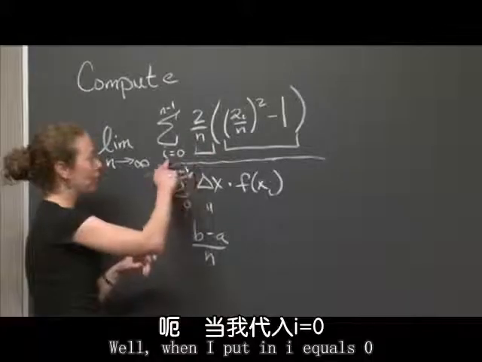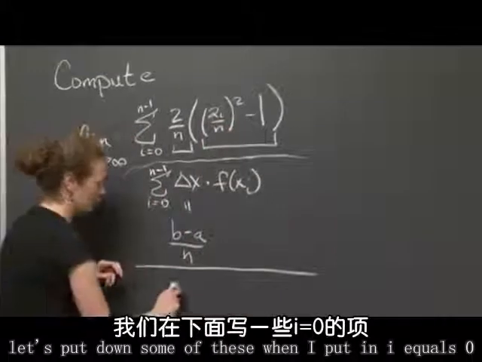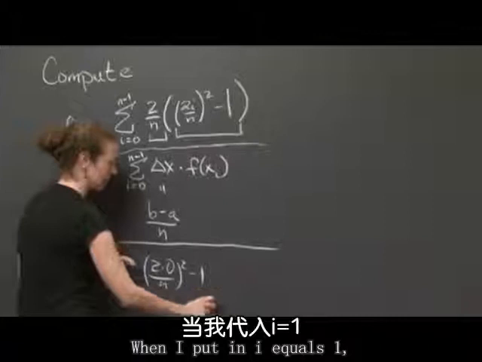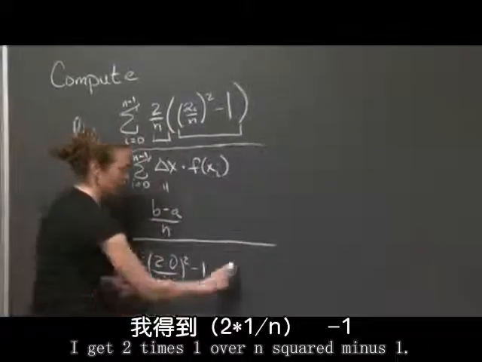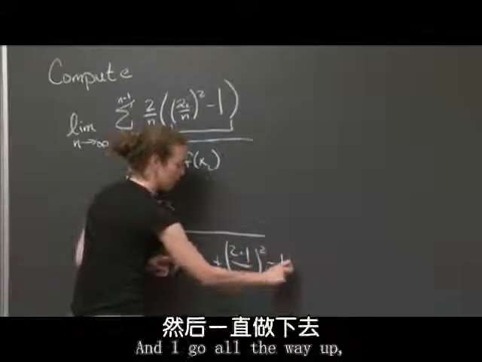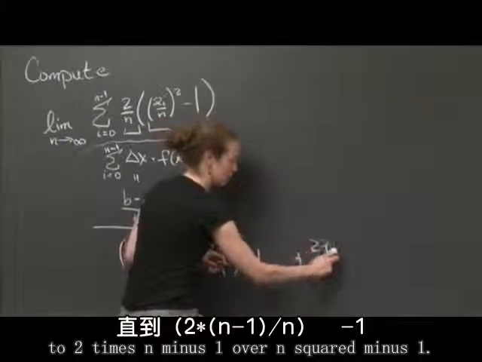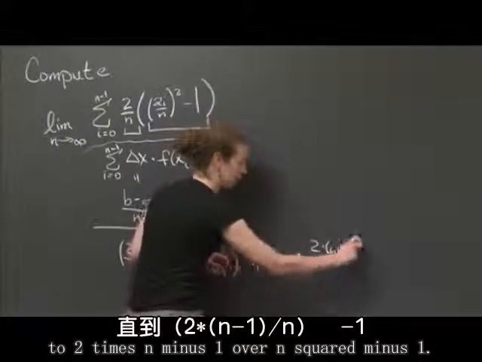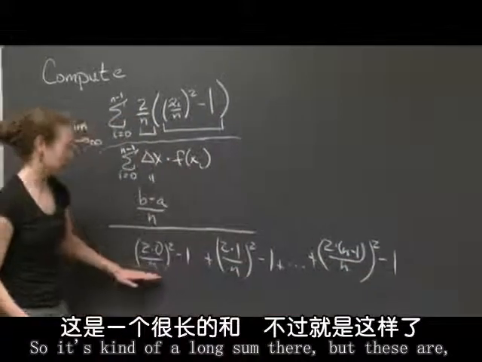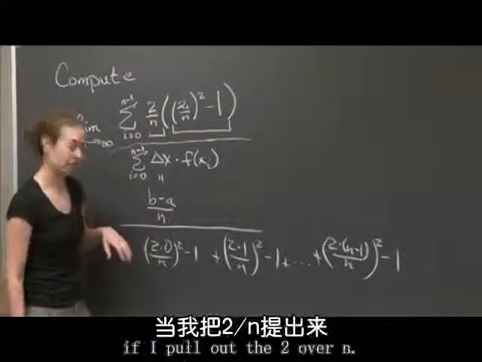Well, when I put in i equals 0, let's put down some of these values. When I put in i equals 0, I get 2 times 0 over n, squared, minus 1. And when I put in i equals 1, I get 2 times 1 over n, squared, minus 1. And I go all the way up to 2 times n minus 1 over n, squared, minus 1. So it's kind of a long sum there. But this is what our sum of these things looks like if I pull out the 2 over n.